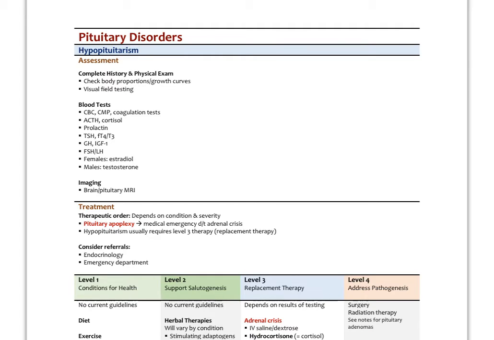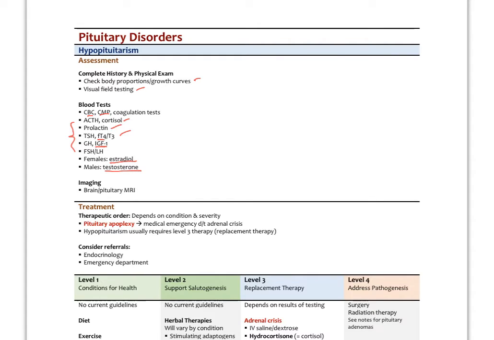For low growth hormone, we might check our body proportions and growth curves. Visual field testing might be important for detecting larger pituitary tumors. But then our blood tests, we might just check generally our CBC, CMP, coagulation studies, but then we're going to go and test all of the individual pituitary hormones, including ACTH and cortisol, prolactin levels, TSH, and usually free T4 only is needed, and then growth hormone, but specifically IGF-1, the gonadotropins, and then in females, we're going to check estradiol, and in males often testosterone.